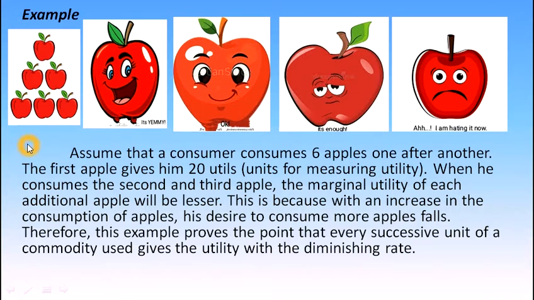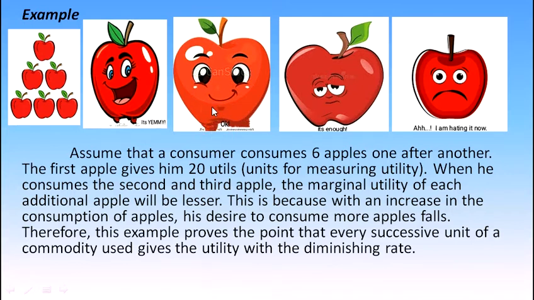Suppose the consumer is consuming 6 apples one after the other, so there is continuous consumption, with no time gap between the two consumptions. The consumption of apples takes place immediately one after the other. As the consumer eats the first apple, he will very much enjoy it and say, yes, it's yummy, this is really good. When the consumer consumes the second apple, he's okay with it, fine, no problem, he's ready to consume it.